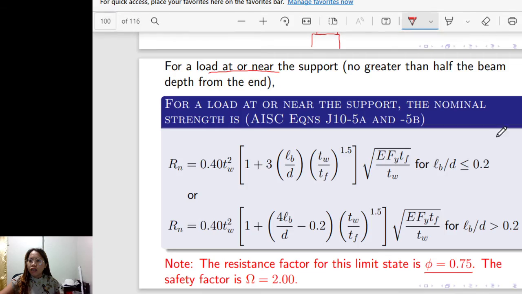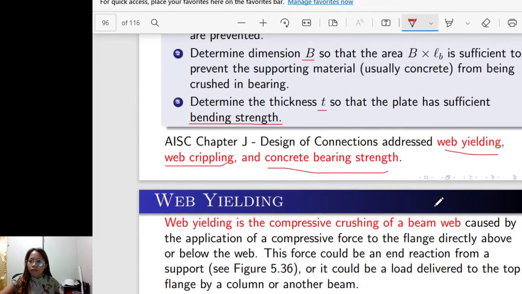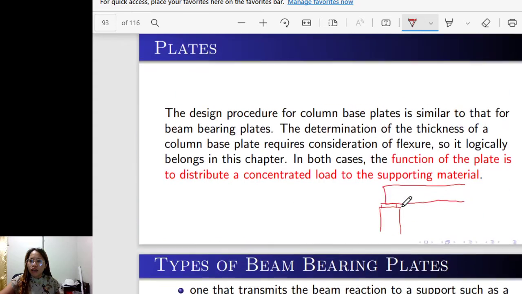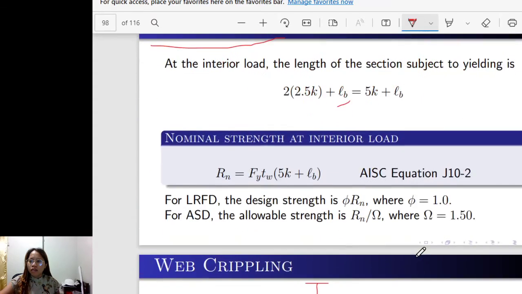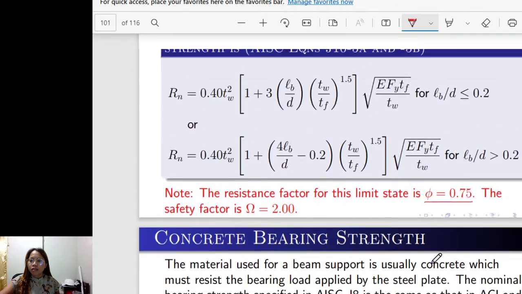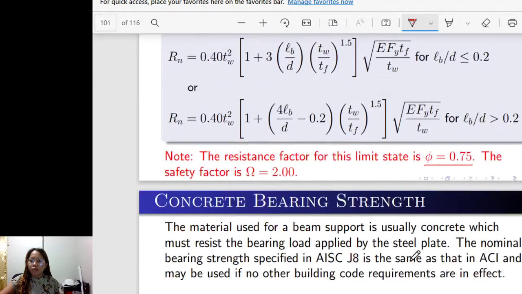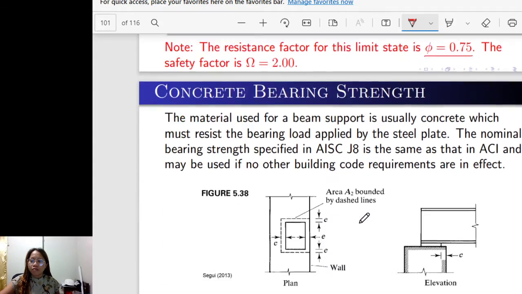Remember, for web yielding, as we discussed earlier, for LRFD the resistance factor is 1.0 and the safety factor is 1.5. For web crippling, it is this value.